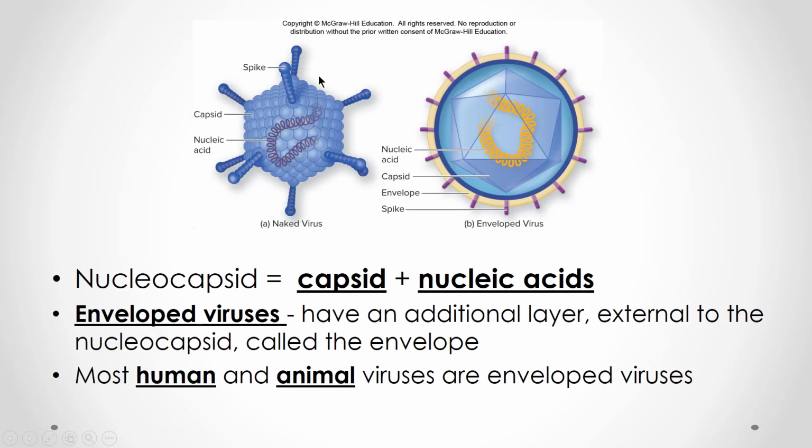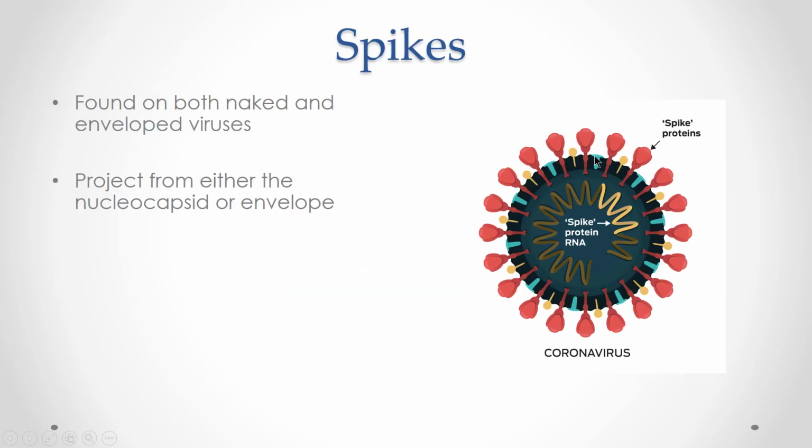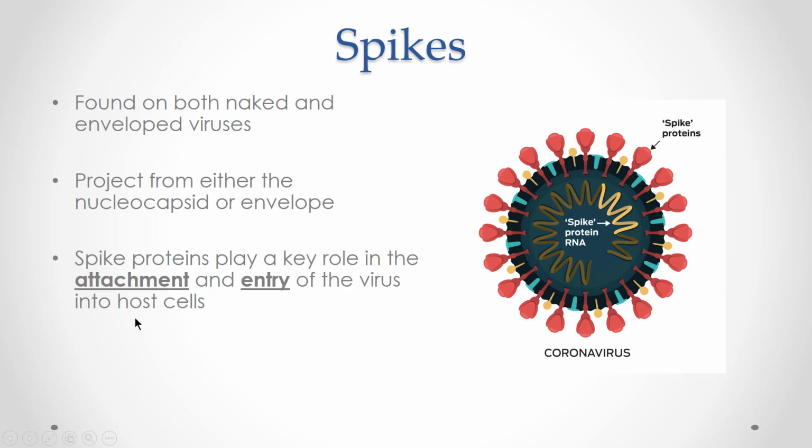Let me just go back real quick. They'll always be there. If it's a naked non-enveloped virus, then they'll stick out of the capsid. If it's an enveloped virus, then they'll stick out of the envelope. But either way, you'll get spikes. And spikes are essentially attachment vessels for the virus. The way a virus works is it uses those spikes to stick to the host cell, and it does that in a way that makes it fairly specific.